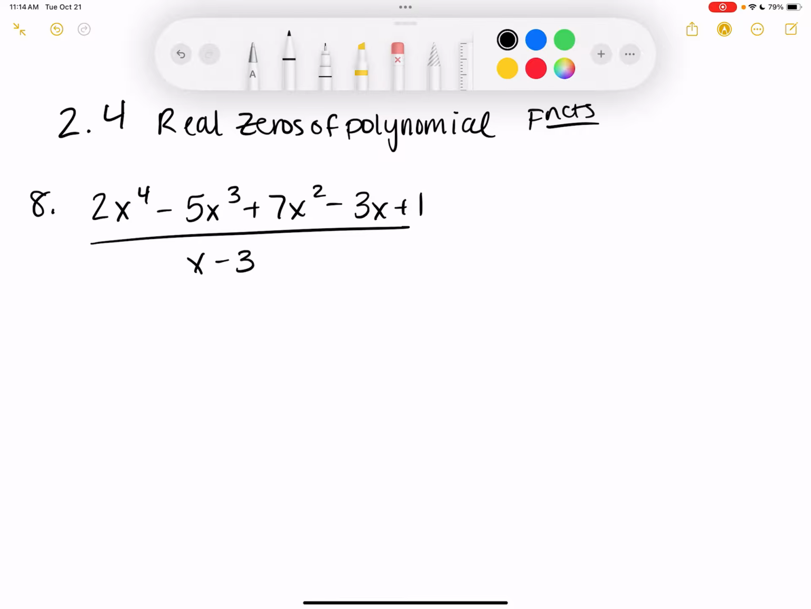But when we do synthetic division, we put this number in a little box in the corner, but with the opposite sign of whatever it is. So it's going to be a positive 3 in this box up here. And then as long as these terms are in order, we copy the numbers down. Remember, if there's a term that's skipped, we have to put a 0 or you will not get the right answer. So we've got 2, -5, 7, -3, 1.